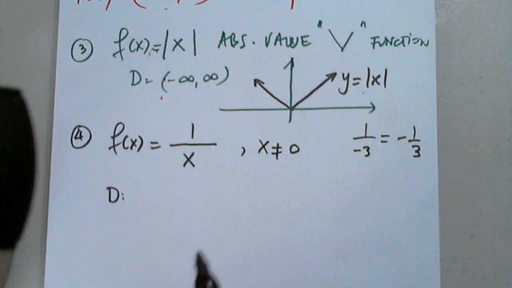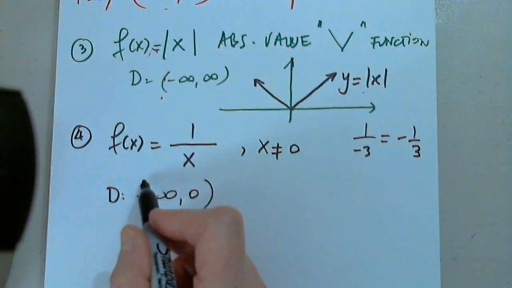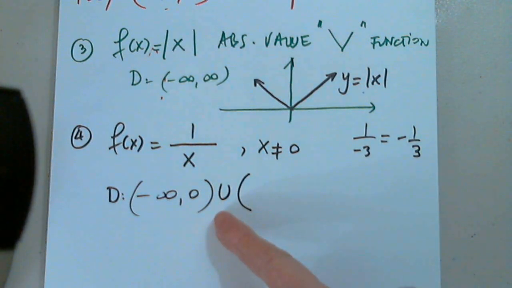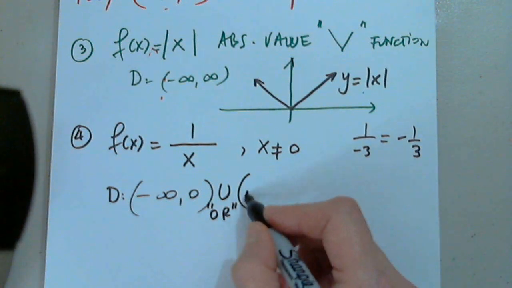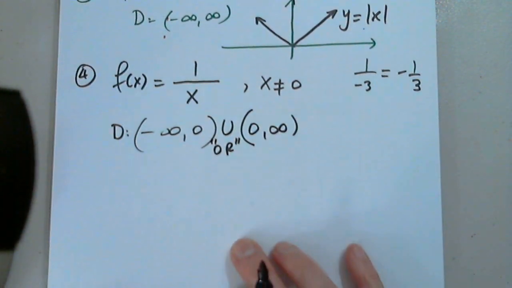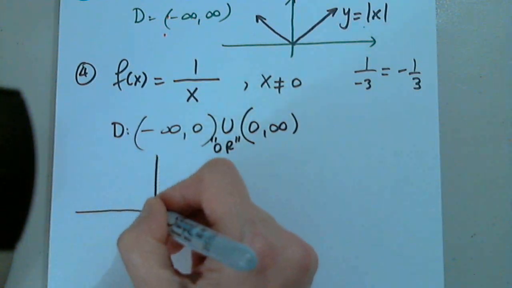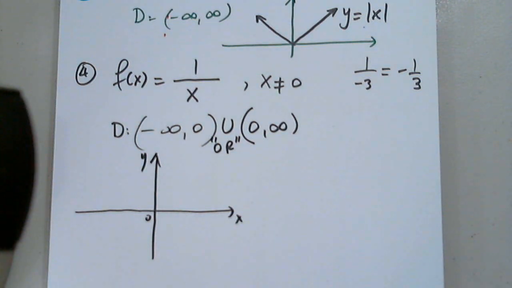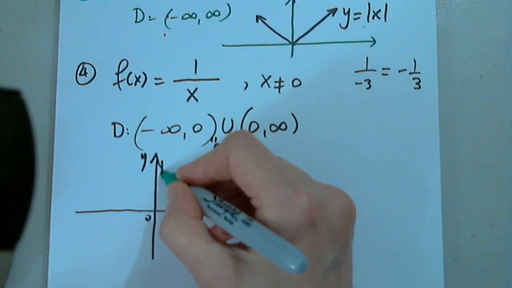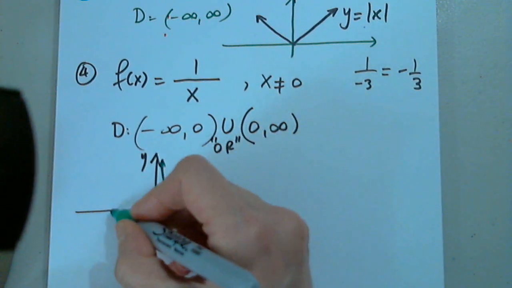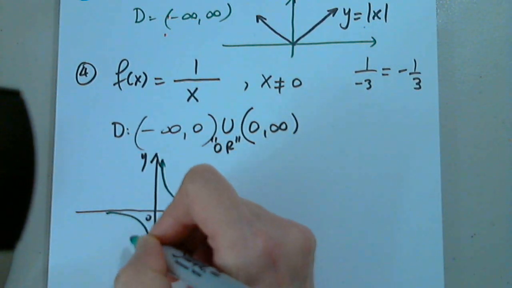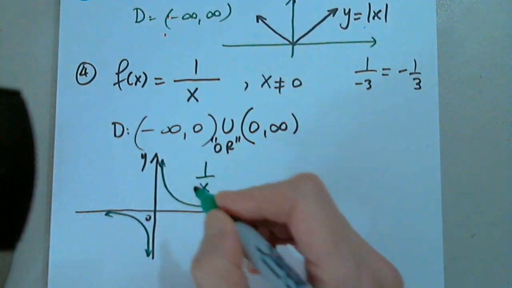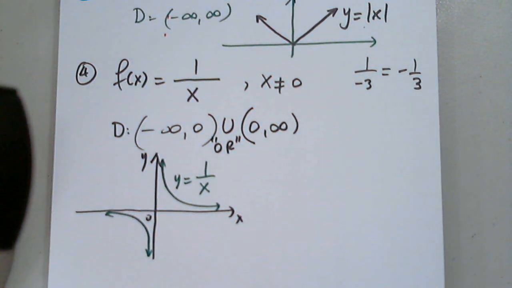Thank you very much. So then I will write negative infinity to 0, parentheses, signifying not 0, union, this means or, 0 to infinity. And the graph is slightly more sophisticated than everything else we've seen so far. It's a very nice graph, however. Notice that it does not touch the x-axis and it does not touch the y-axis. So this is y equals 1 over x.